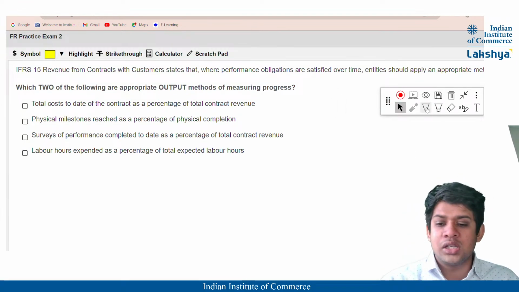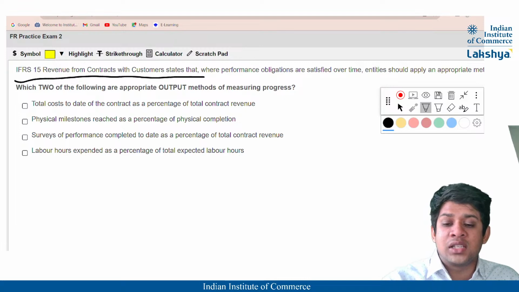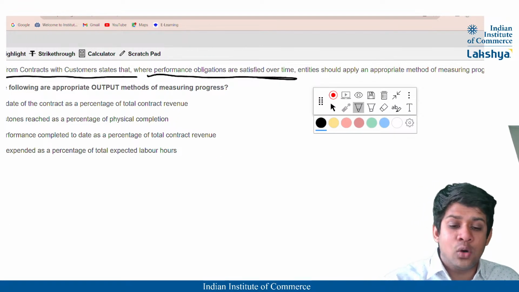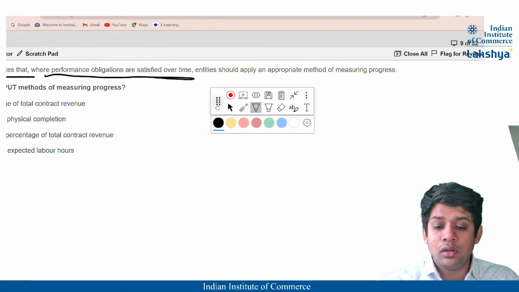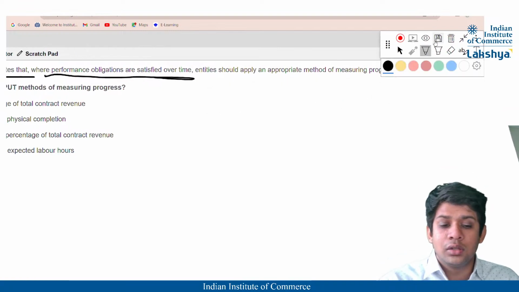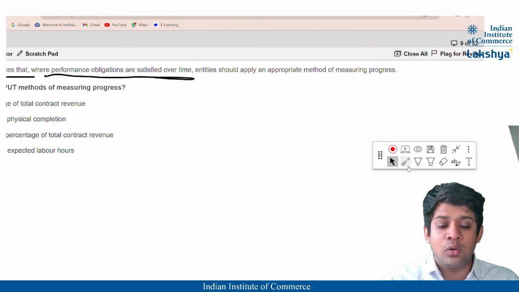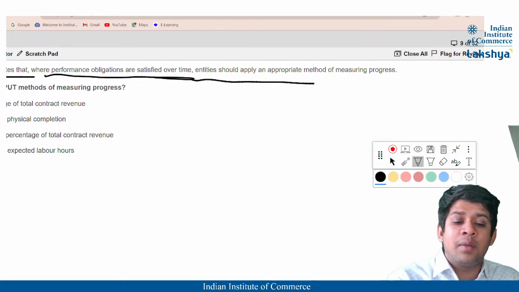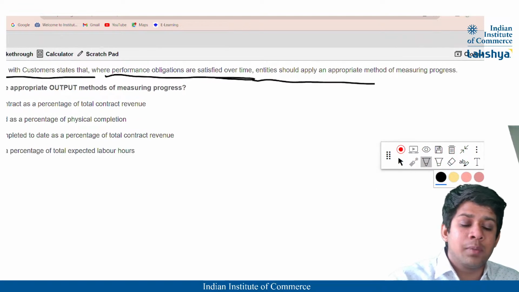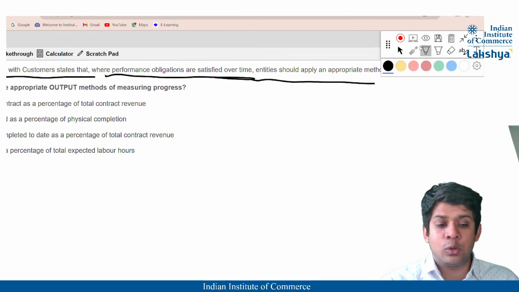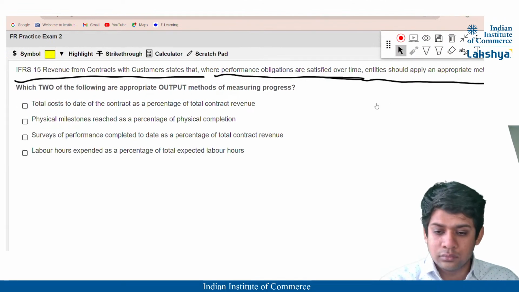Okay, so this is the question on revenue. IFRS 15, revenue from contracts with customers, states that when performance obligations are satisfied over time, entities should apply an appropriate method of measuring the progress. Yes, they have to apply an appropriate method of measuring the progress. I agree with that.